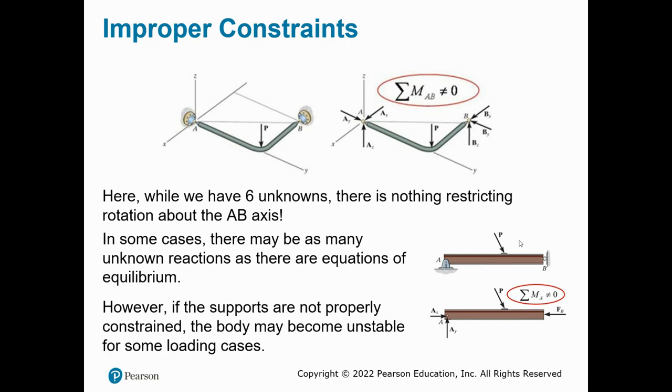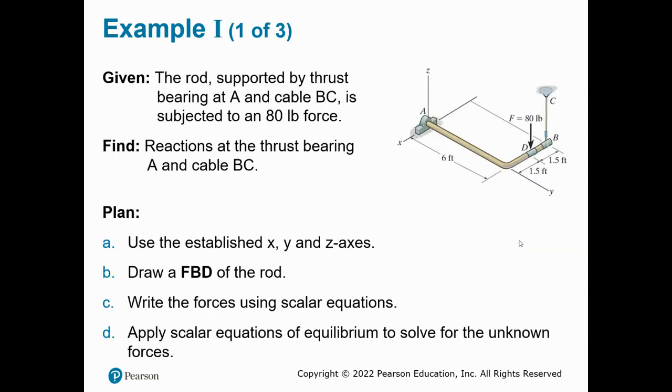Sometimes over here we have six unknowns. Yes, we do have six unknowns. However, there is nothing restricting the rotational motion about axis AB. So in some cases, there may be as many unknown reactions as there are equations of equilibrium. However, if the supports are not properly constrained, the body may become unstable for some loading cases.